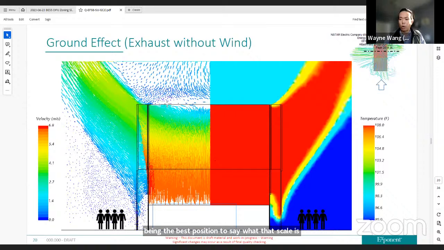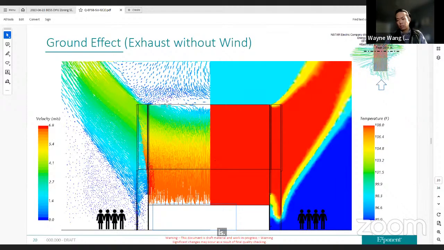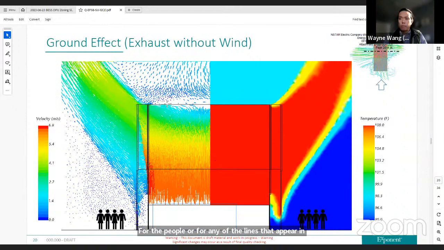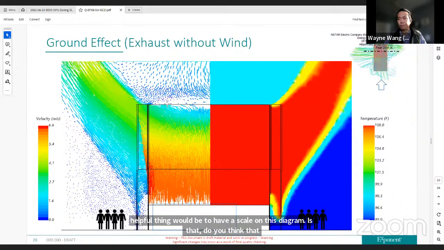Okay, I just want the record to be clear. I think if you could do that, that would be great. I'm sorry, I just want to ask Mr. Wong, are you asking for a copy of this to be provided with scale indicators, or are you asking for a particular height for the people or for any of the lines that appear in the boxes in the middle of the diagram? I think the most helpful thing would be to have a scale on this diagram. Do you think that would be possible, Mr. Zico?